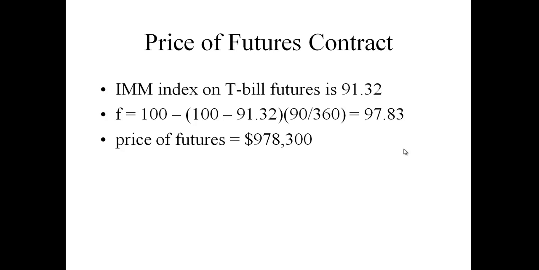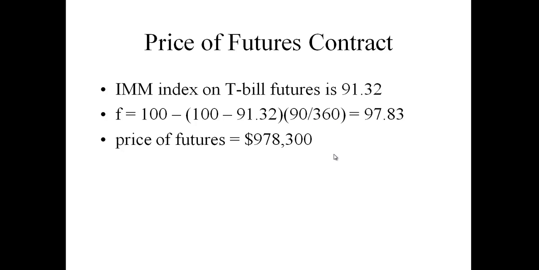The T-bill futures contract is priced at 91.32, so we use the same approach for pricing it out. You take 100 minus 91.32, so that tells you the discount. Then you multiply by 90 over 360. It's a 90-day T-bill futures, and you get 97.83. So the price of the futures is $978,300. For whatever reason, we use a 360-day convention here.